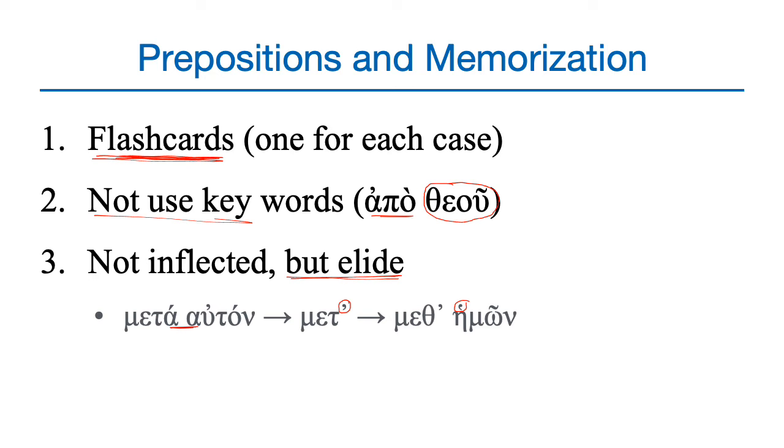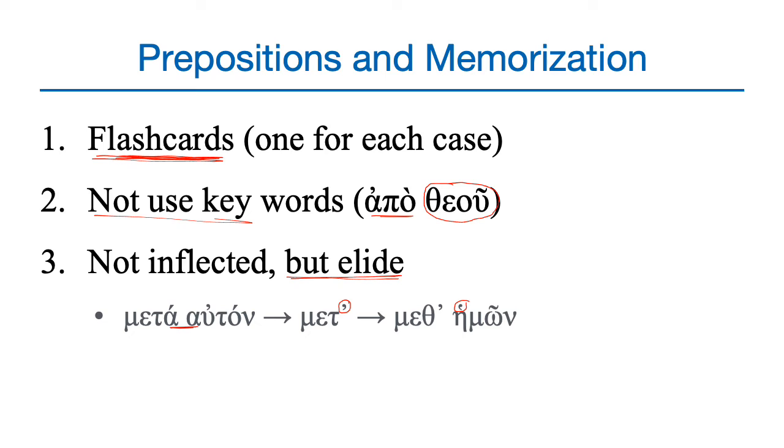Prepositions do not use keywords. Apo theou is from God. But theou is in the genitive; it doesn't mean from of God. It's in the genitive because apo is the preposition that comes before it. And prepositions are never inflected. That means they don't take a genitive, nominative, accusative, or dative. They are not inflected. But there's something called elision, and this is what it means.